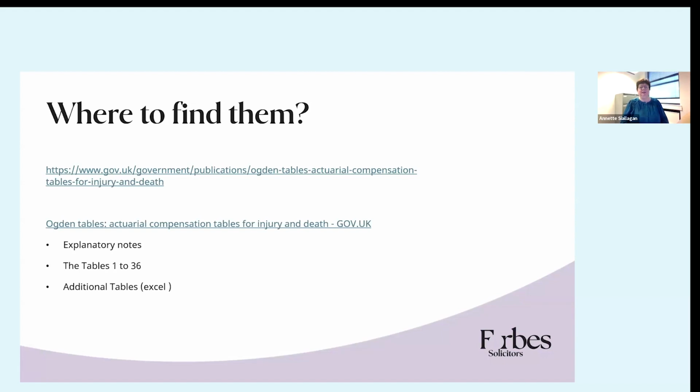So where do we find the Ogden tables? I've put the link up there. It's on the government website, which contains the explanatory notes, which are very helpful if you need to do a calculation. It is very useful to look through the notes. We have used light bedtime reading for you. And then the tables themselves, 1 to 36, and the additional tables. The additional tables are only in Excel form, but the notes and the other tables are all in PDF. So that's where you can find them.